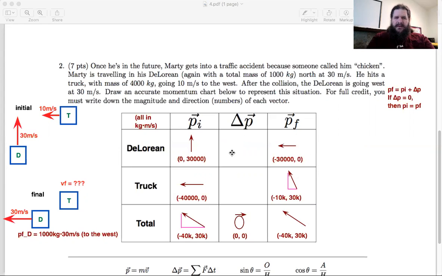And then as one final step here, we could also fill in the delta momentum. So how would we calculate delta for all of these? Just final minus initial. Yeah, final minus initial. So for instance, for the DeLorean, and again, we could look at this in terms of each component individually. Final minus initial for X, we got negative 30,000 minus 0, so that's negative 30,000. And then for the Y components, 0 minus 30,000 is negative 30,000.